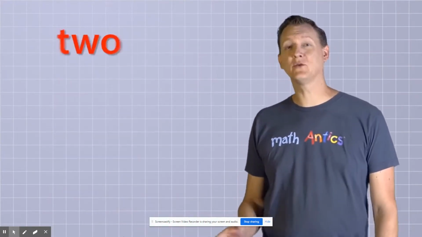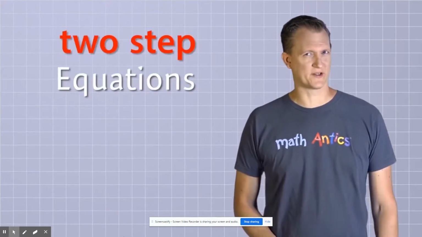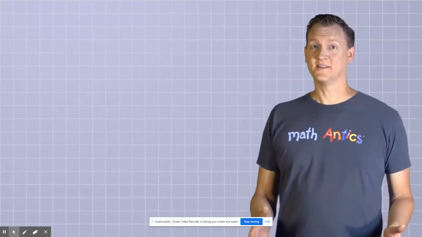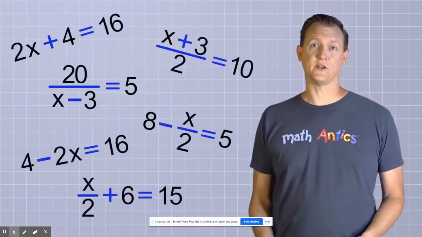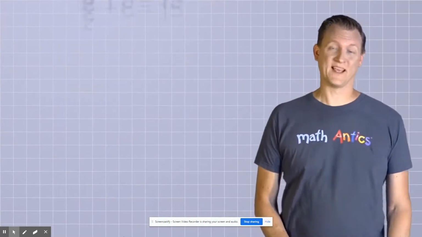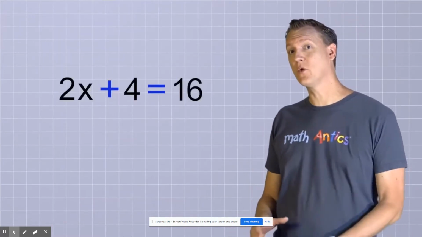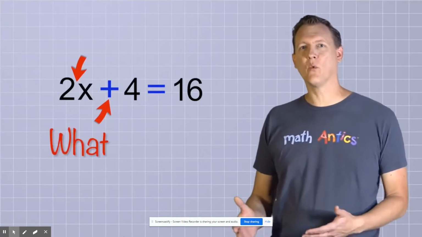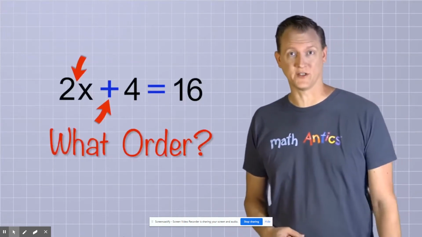And that's true, but there's a couple reasons that make 2-step equations a little trickier to solve. The first is that there's a lot more possible combinations of those 2 operations. And the second is that when there's more than one operation, you have to decide what order to undo those operations in.